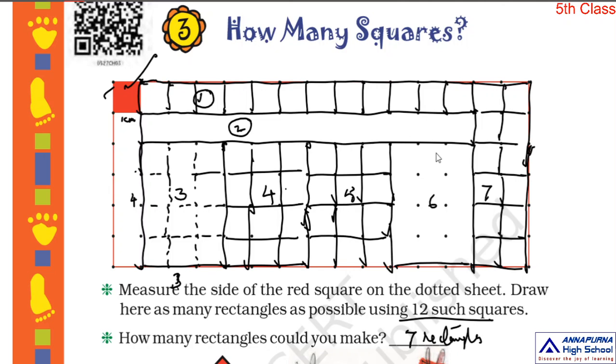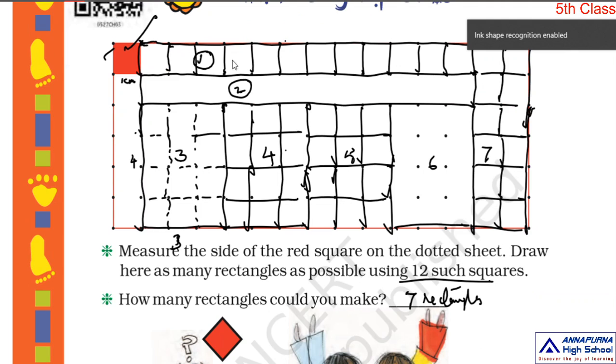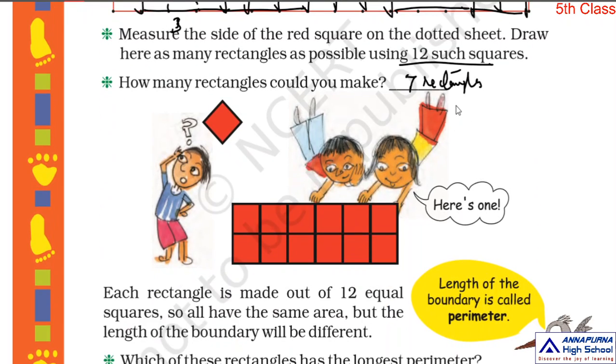Here, if you consider these 2 rectangles, this is the first rectangle and this is the second rectangle. These 2 rectangles are of the same size. Why? Because, let me write here: two rectangles are of the same size.